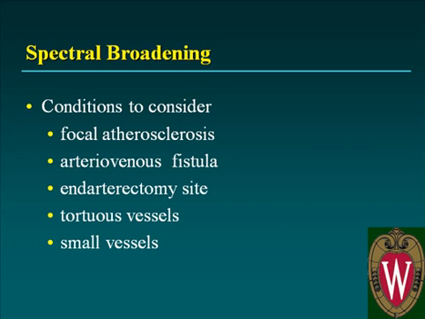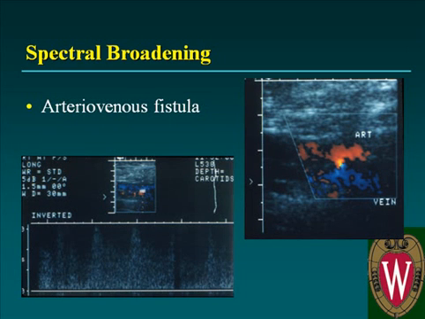things that can give you the same result, namely the disturbed flow that results from an arteriovenous fistula, disturbed flow at an endarterectomy site, the presence of tortuous vessels, and also spectral broadening is common and normally seen in small vessels. Here's an example of an arteriovenous fistula and the spectral broadening at the sampling of the fistula, where you can see multiple levels of velocity being represented here on the spectral waveform.